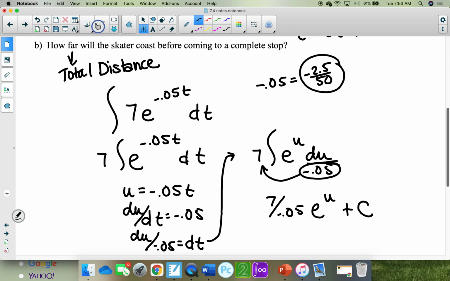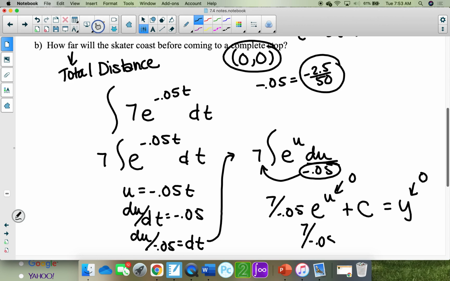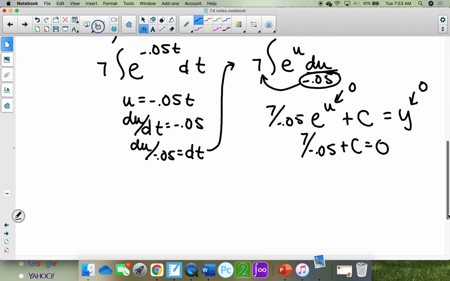And if it's coming to a complete stop, then it needs to be 0, 0. It doesn't say that, but you need to know that if it comes to a complete stop. So this is 0, and this is 0. e to the 0 is 1, so it's going to be 7 divided by negative 0.05 plus c equals 0. So c is equal to 140 meters.